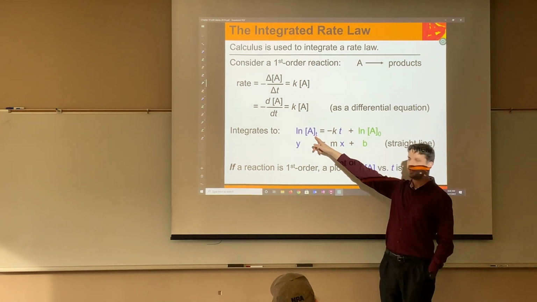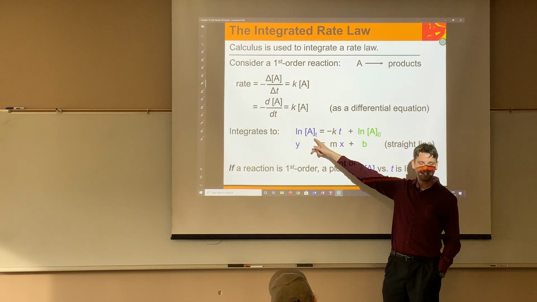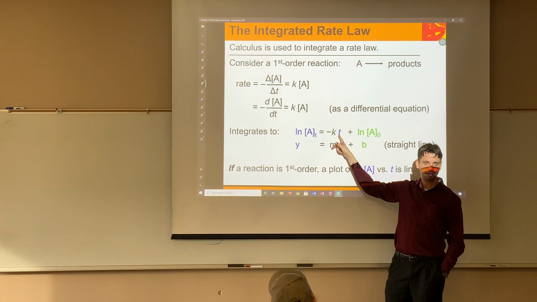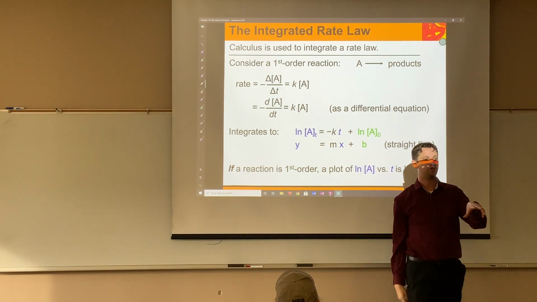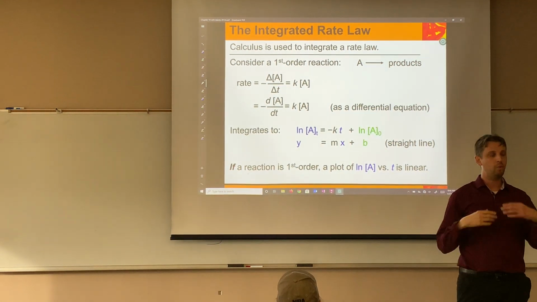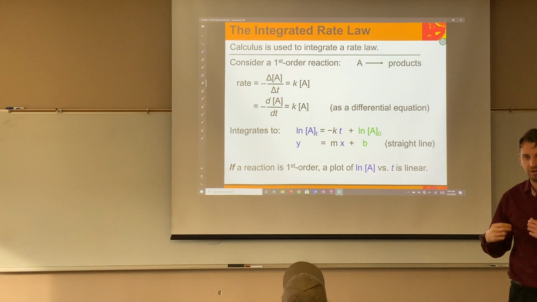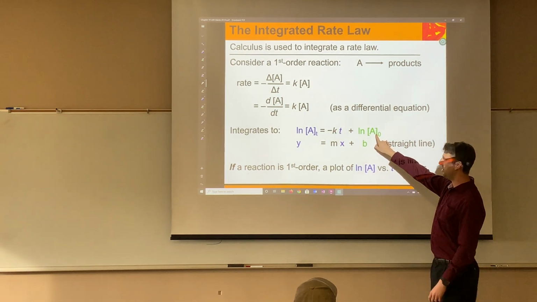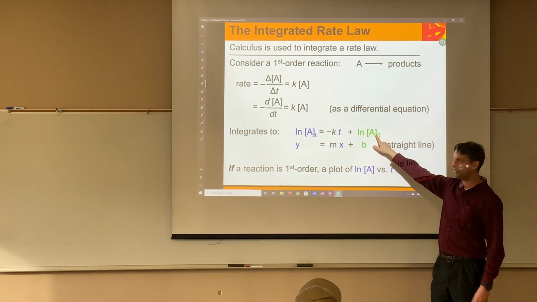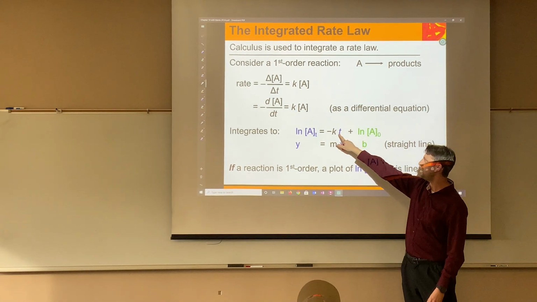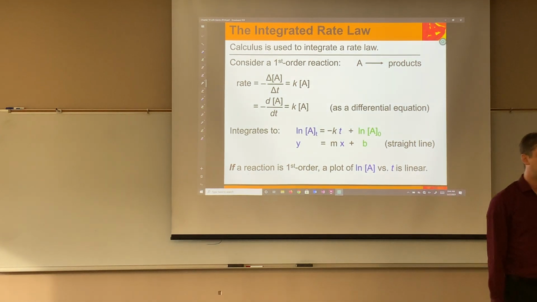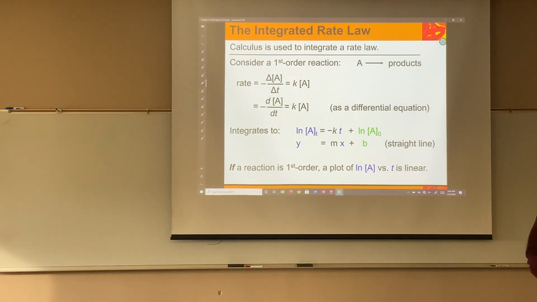A sub T is the concentration at a given time, which is this value of time here. Got it? So if I give you an initial concentration and I say, what is the concentration after 500 seconds? You plug in your T and your K, and you can figure out what our concentration is using this equation. Got it? That's all it is.